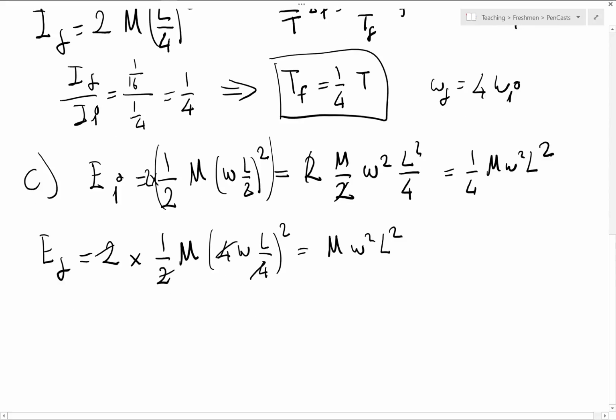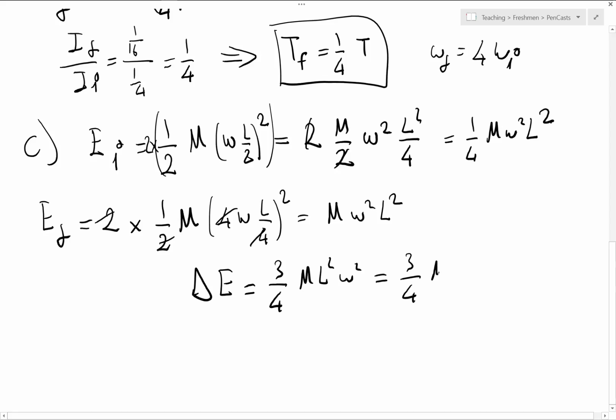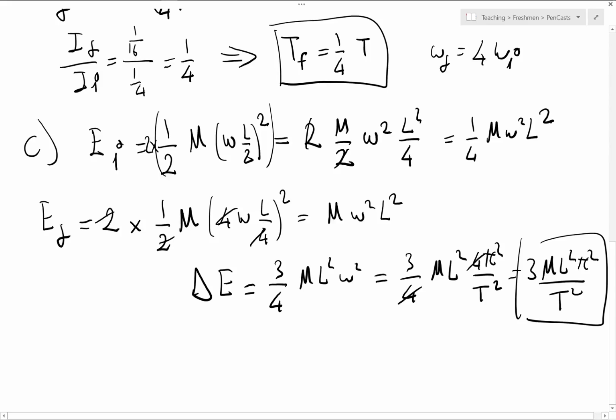Apparently the final energy is 4 times the initial energy, which means the work done must be the difference between those: 3/4 m L squared omega squared. We are not given omega, we are given the period. So it's m L squared 4 pi squared over T squared, the factors cancel, and 3 m L squared pi squared over T squared is our answer.